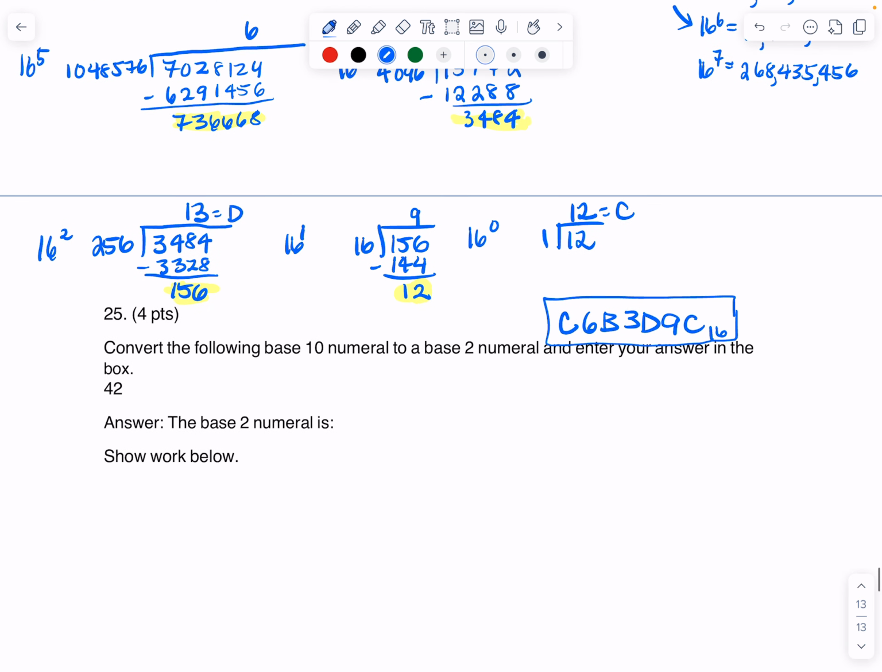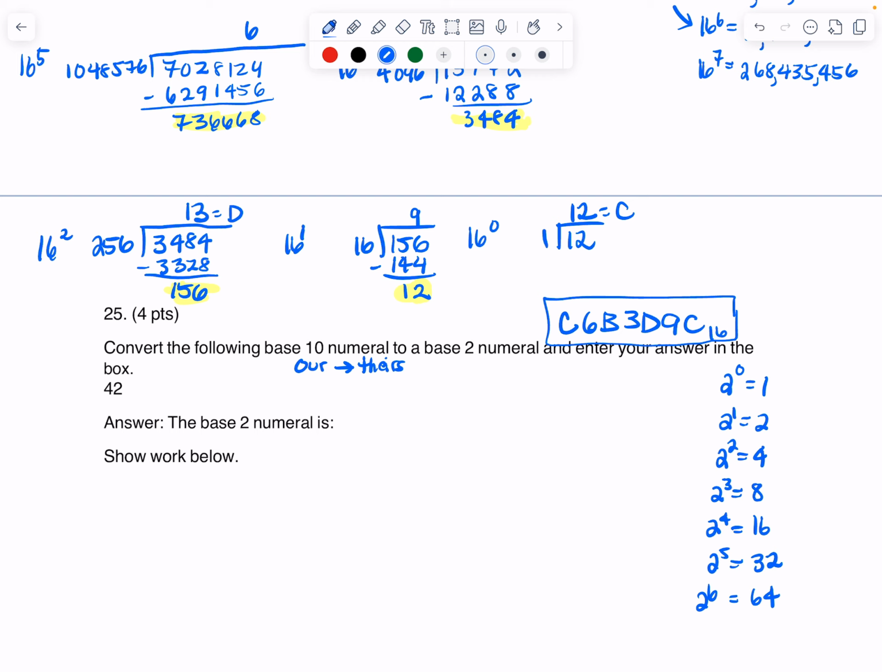And I'm going to go ahead and just do 25 just to finish this off. Convert the following base 10 numeral to a base 2 numeral. So we're going from our system to theirs. And remember, we're base 2. So the beginning number is 42. So I have to write out all the exponential values, or the positions of base 2. So 2 to the 0 is 1, 2 to the first is 2, 2 to the second is 4, 2 to the third is 8, 2 to the fourth is 16, 2 to the fifth is 32, and 2 to the sixth power is 64.